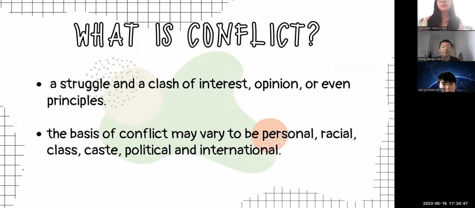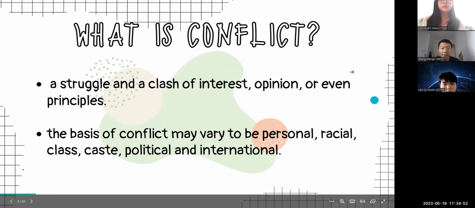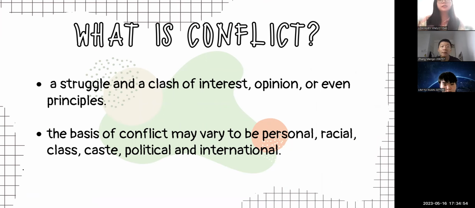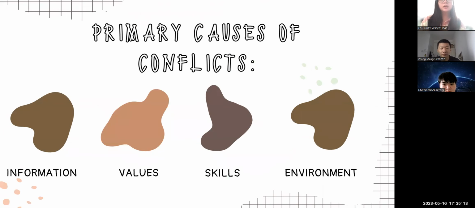Okay, let's start from the meaning of conflict. Conflict can always be found in society. This is an argument, a disagreement, a struggle and a clash of interest, opinion, or even a principle. The basis of conflict may vary to be personal, racial, class, political, and international. Also, the primary causes of conflict can be divided into four: information, values, skills, and environments.